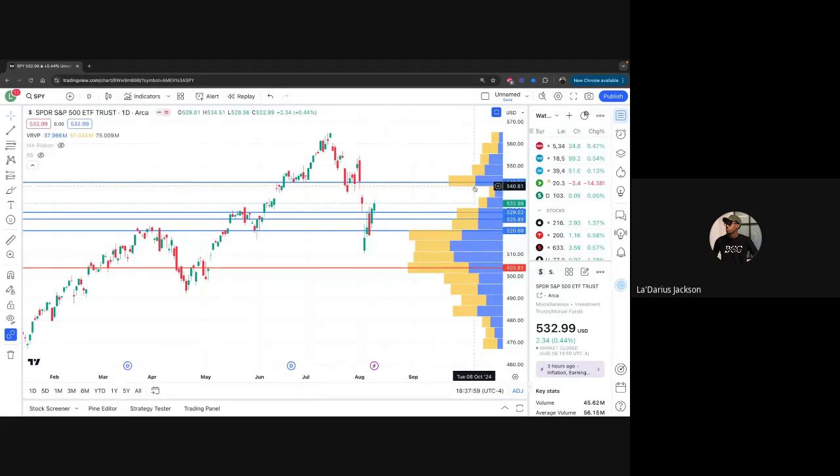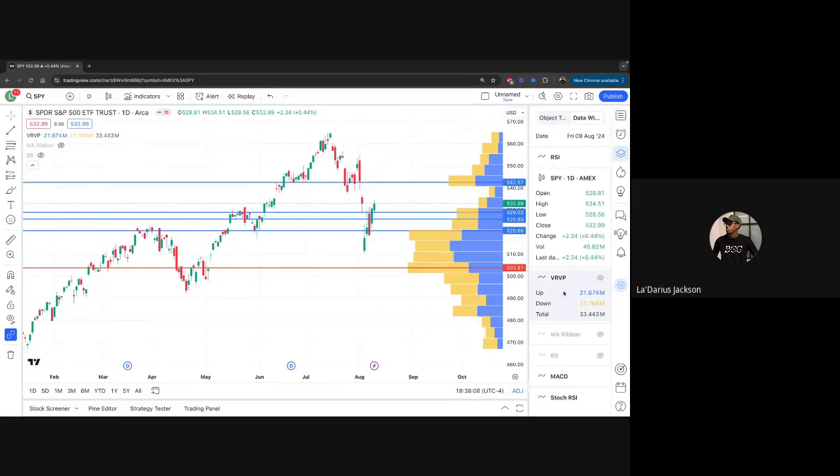This tool on the left-hand side or right-hand side of my chart is the VRVP. Let me open my data window and hover over this. So this is the visible range volume profile. What does this stand for? Visible range just means the candles that are in range. So this tool is a volume-based indicator, and it gives you the volume for each price point.